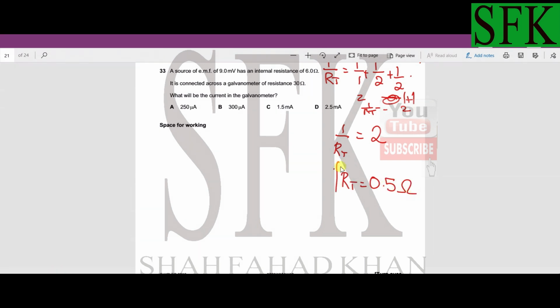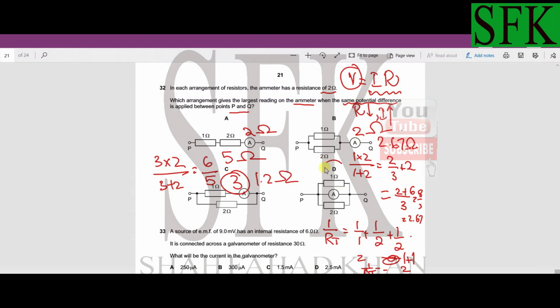And so option D is correct. It has the least resistance, 0.5 ohms in here. All right, now let's move on to the next MCQ, number 33.